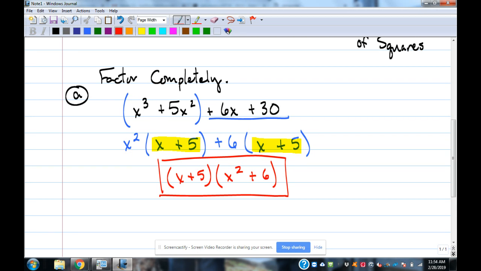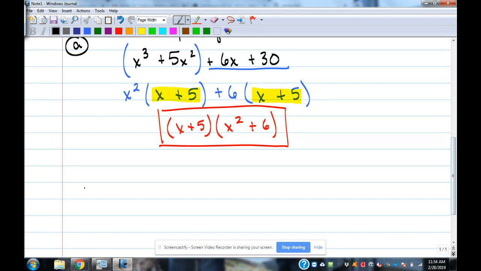If you did the distributive property for this problem, like this, x times x squared, we get x cubed. X times 6, that's 6x. 5 times x squared, that's 5x squared. 5 times 6, that's the 30. We get all those pieces back if we remultiply that out. So that means that worked for factoring that original polynomial. Let's look at another one. This just takes a little bit of practice and you can get there.